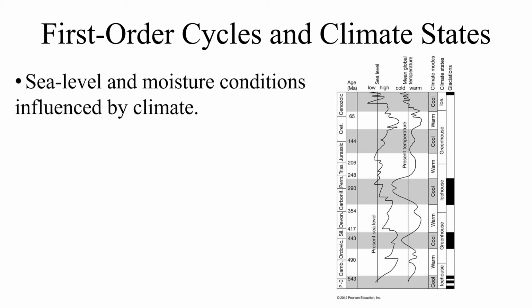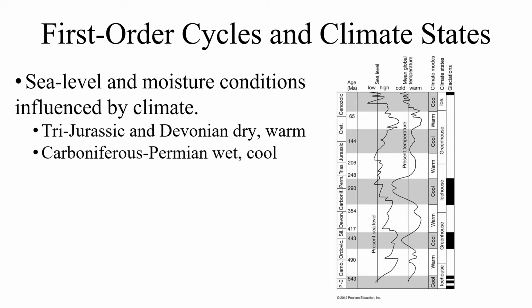Furthermore, sea level and moisture conditions are obviously going to be influenced by climate. So how much rainfall you're getting and what the average sea level is, is it ultimately high or ultimately low? This is based on climate, and climate is strongly influenced by tectonics, the location of continents and how we distribute temperatures around the planet. So for example, the Triassic through the Jurassic and the Devonian are very dry and very warm. The Carboniferous through the Permian is wet and cool, but it's still a time when we're starting to see these fluctuations in sea level.